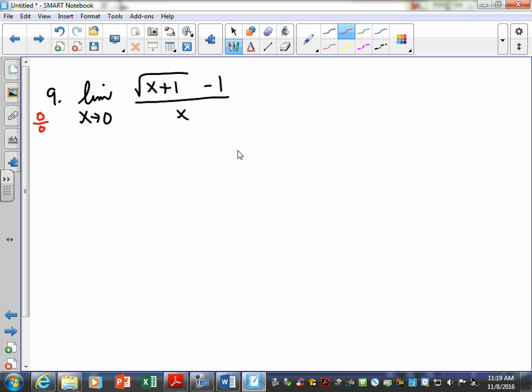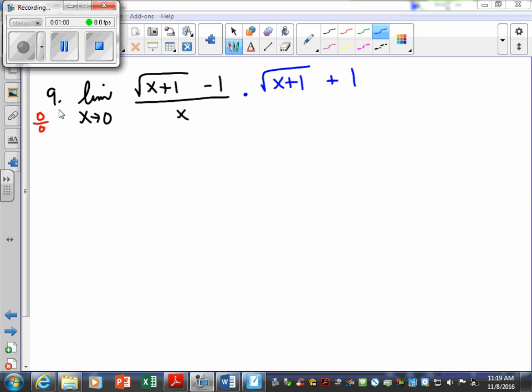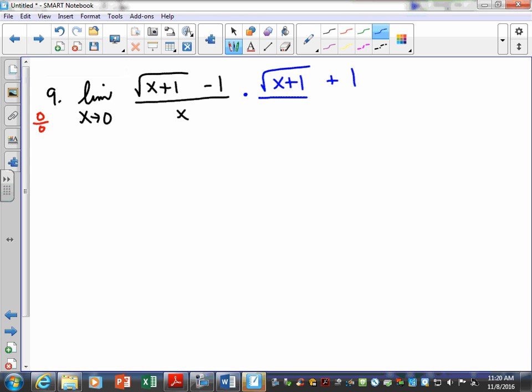You can either rationalize the numerator or the denominator, but in this particular case, the numerator is the one that we're going to work with. And so we're going to rationalize this by saying square root of x plus 1, and then we will have plus 1. Okay, so when we have that here, we're going to have the conjugate idea. Whatever you do to the numerator, we also have to do to the denominator. So I have to multiply by that same term in the denominator.